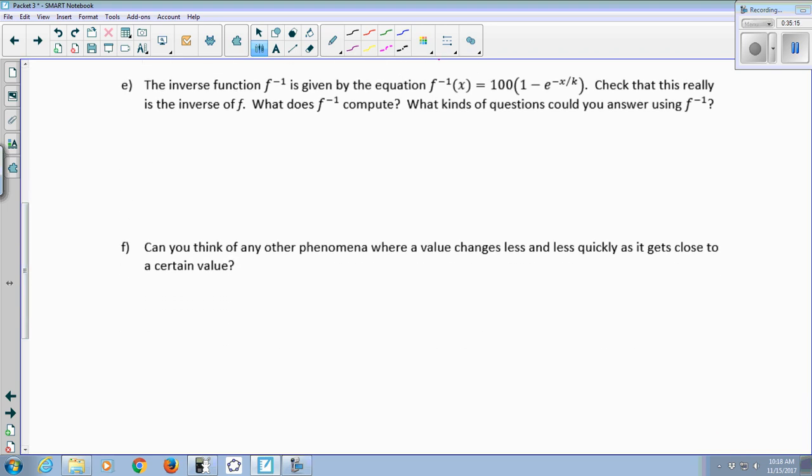So here's a formula, f inverse. Check that it really is an inverse. What does it compute? What kinds of questions could you answer? All right, so to check that it's an inverse, we have to check that we get a round trip. So let's say we know that f of 75 is about 2, right? So I want to make sure that if I plug 2 into the inverse function, what should I get? Approximately 75, right? I should get a round trip. The two functions should undo each other.